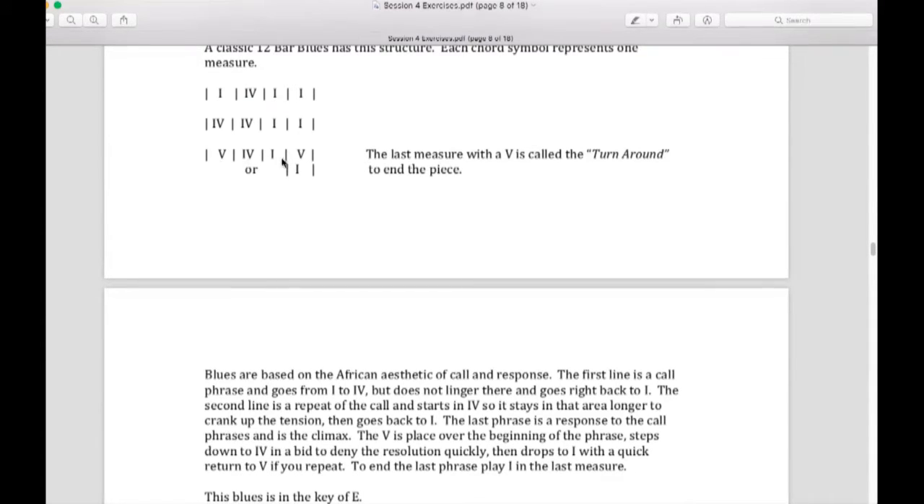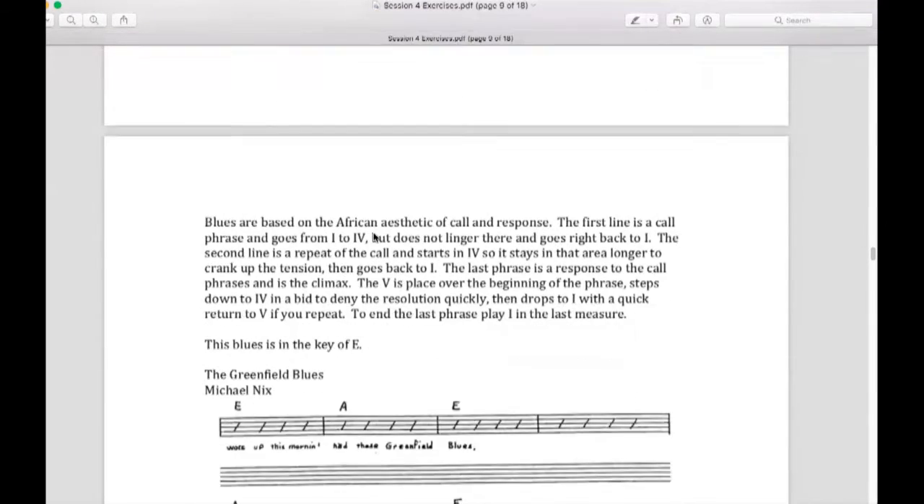It goes down to 1, and then a quick 5 is what we call a turnaround if you want to go back to the beginning, right? Because that 5-1 defines the key, and it gives you the tension to move from 1 to 5 to 1 to make it move forward. If you want to end the piece, you don't go to 5, because 5 introduces tension. You play 1 or 1-7 there. And that's what I'm doing.